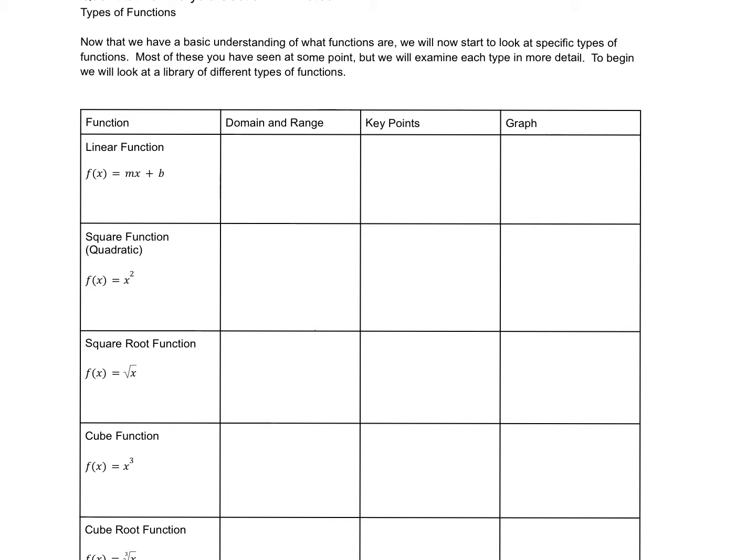So the first one is one you should be very familiar with. This is a linear function. Now, a linear function is just going to be a line. It could be a line that slopes up, it could be a line that slopes down, it could be a flat line like this. So there are really not consistent key points on a line. This really depends on the slope and the y-intercept.